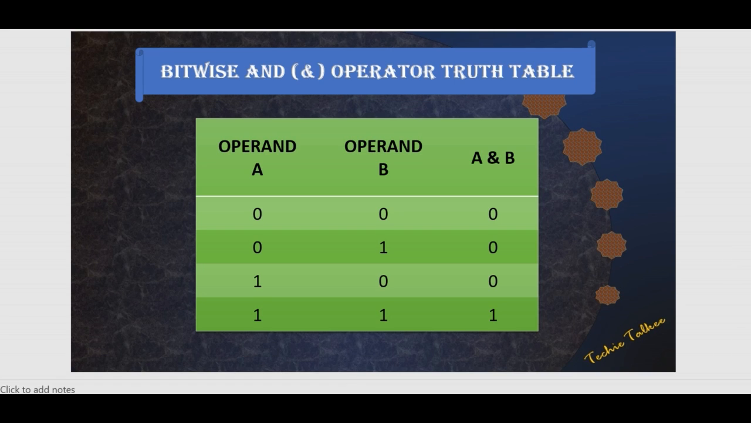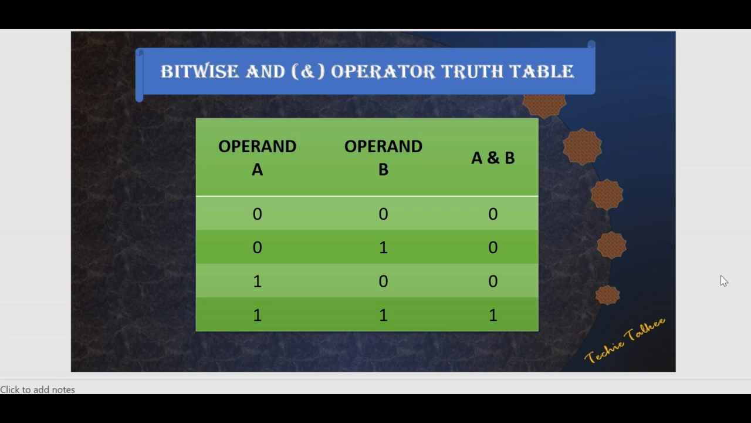So this is the truth table of the AND operator. 0 and 0 will be 0. 0 and 1 will be 0. 1 and 0 will be 0. 1 and 1 will be 1.